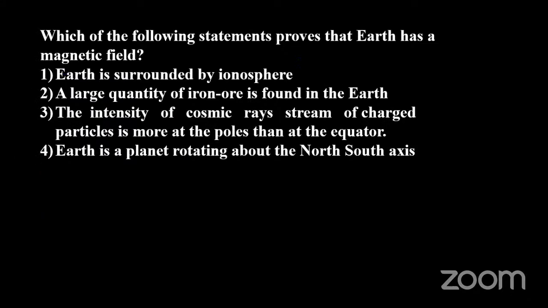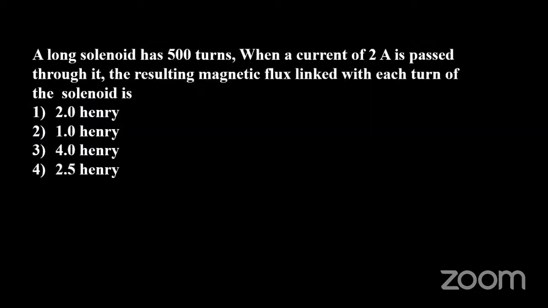Which of the following statements proves that Earth has magnetic field? Earth is surrounded by ionosphere. Large quantity of iron ore is found. Intensity of cosmic rays stream of charged particles is more at the poles than at the equator. Earth is a planet rotating. The cosmic rays concentration is more towards the poles than at the equator. This makes me say that the value of the magnetic field is concentrated more at the poles than at the center, and we have magnetic field of the Earth.